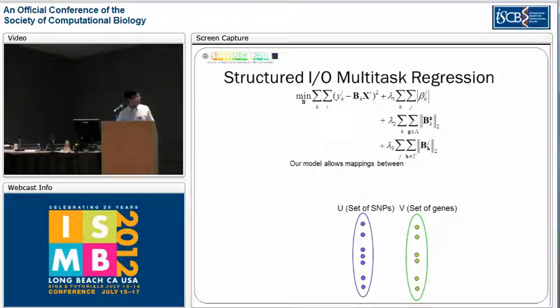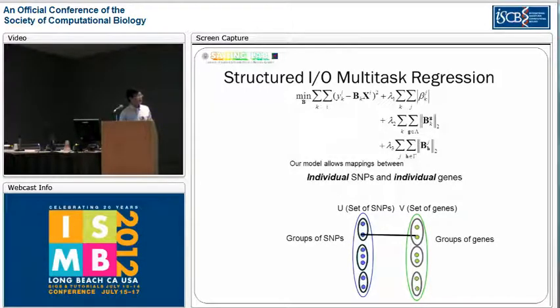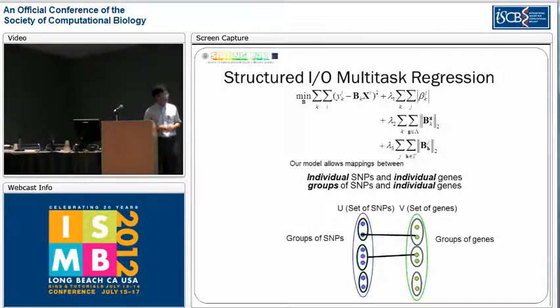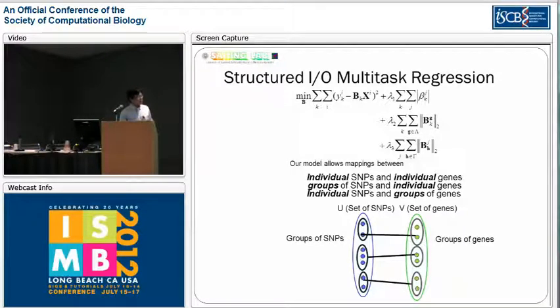Here we have groups of SNPs, and also we have groups of genes. And we can find the mapping between individual SNPs and individual genes by using the L1 norm over here. And also we can find the mapping between groups of SNPs and individual genes by using the L2 norm with SNP groups over here. And also we can find the mapping between individual SNPs and groups of genes by using the third penalty over here. So basically the idea is that we want to use the grouping information on SNPs and genes simultaneously to improve the statistical power of the GWA mapping.